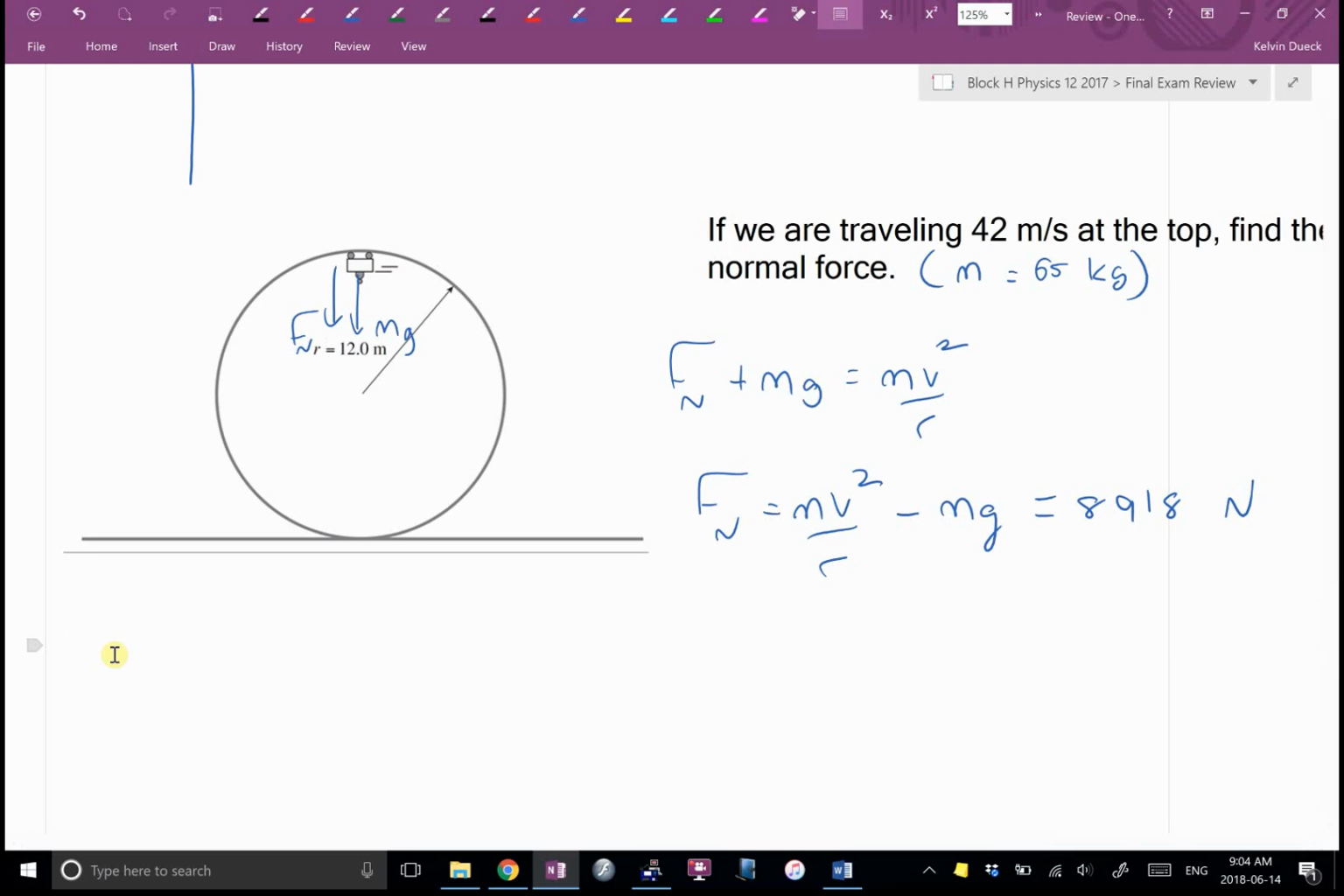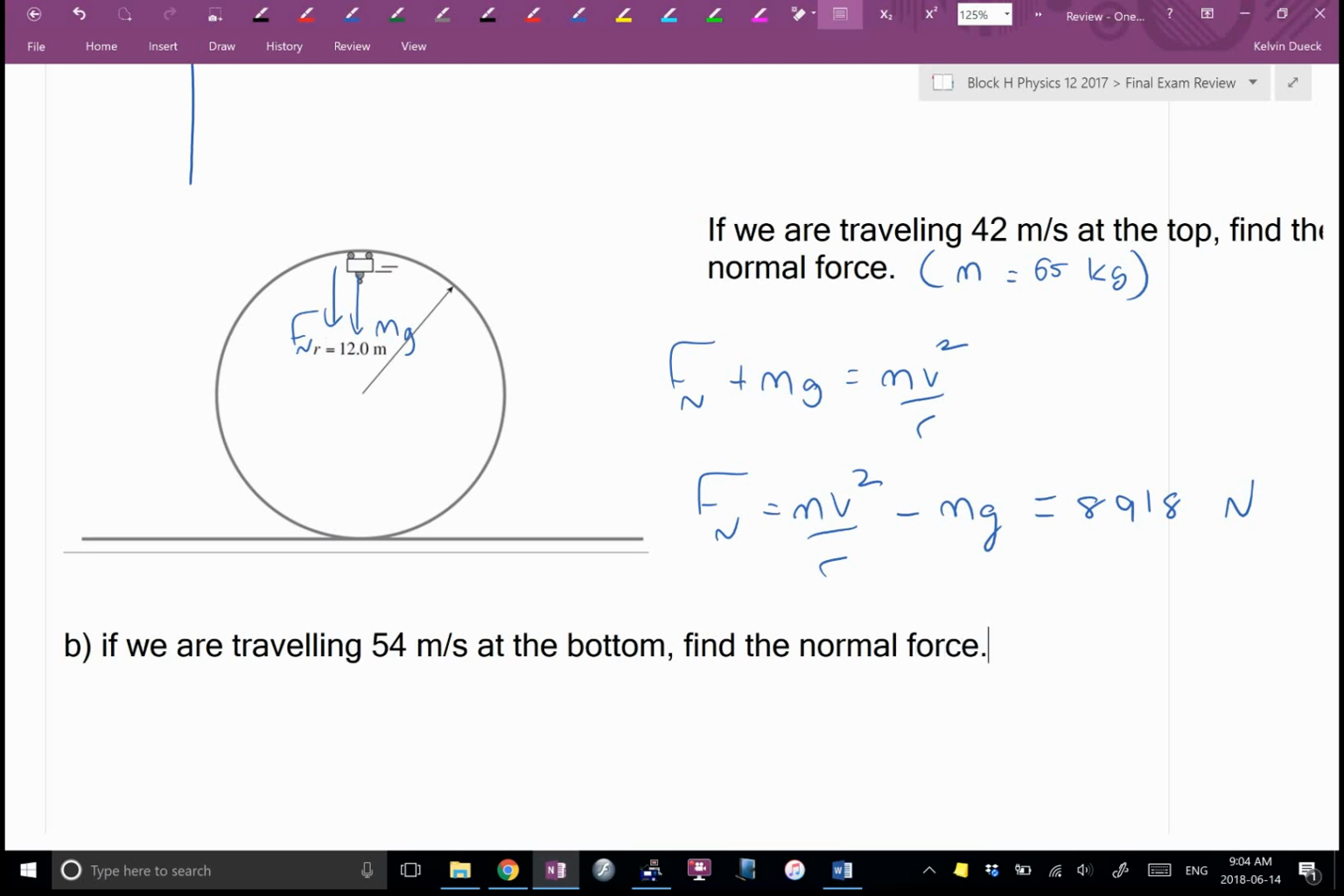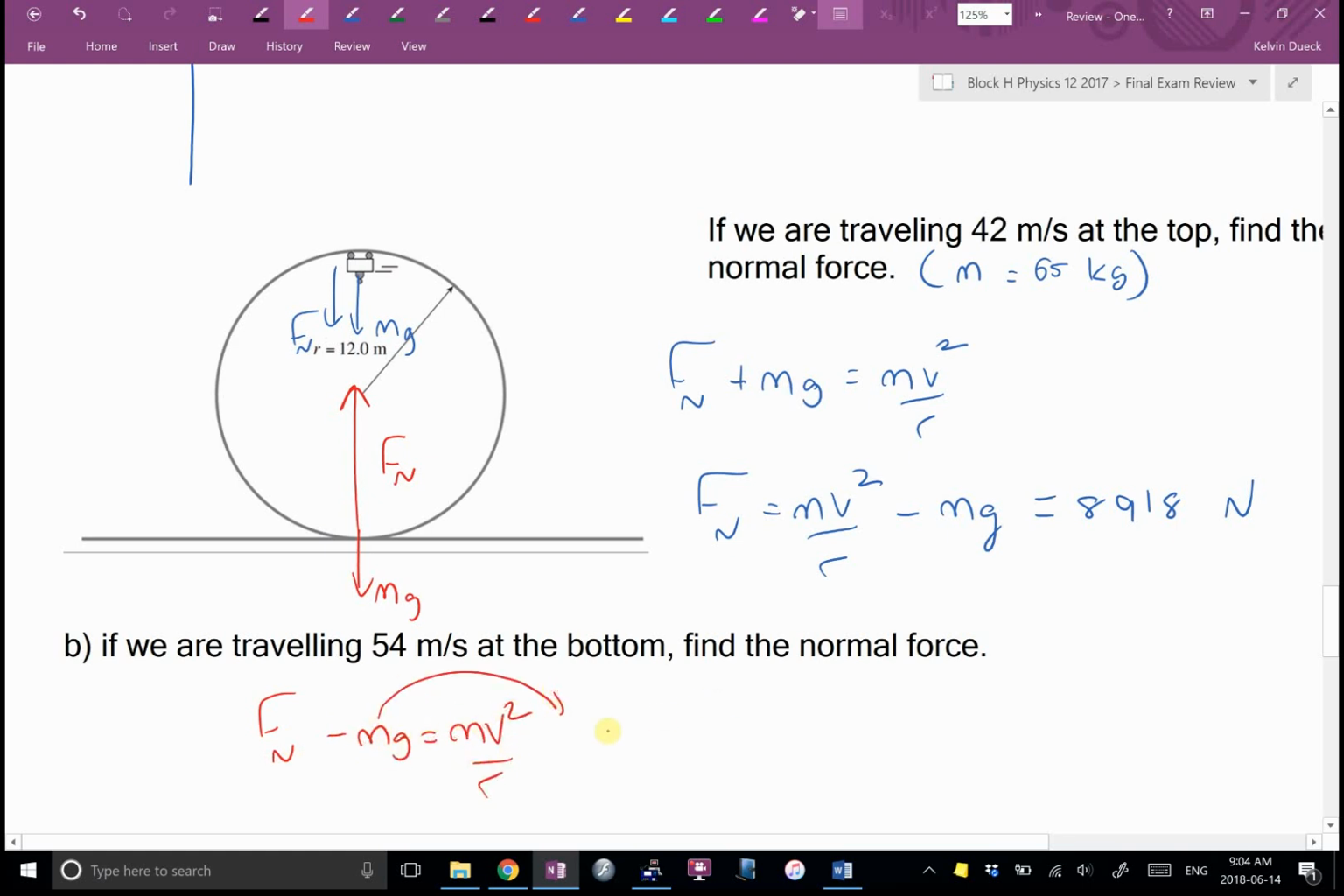Now, I'm going to make up numbers. So let's suppose we are traveling 54 meters per second at the bottom. Find the normal force. I'm just going to get it started. This is, again, a job for a free body diagram. What are the forces at the bottom? Get the obvious one. What else? Why did I draw normal force so much bigger? How do I know it's winning? What path are we tracing? Okay, so we're going to get normal force minus mg equals mv squared over r.